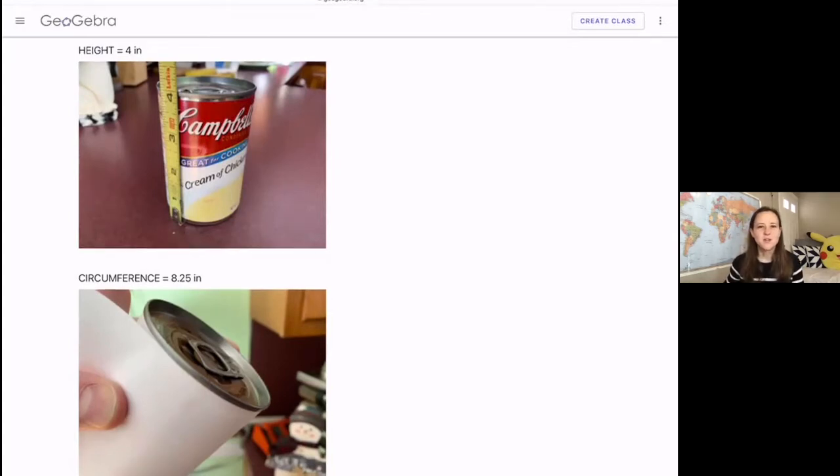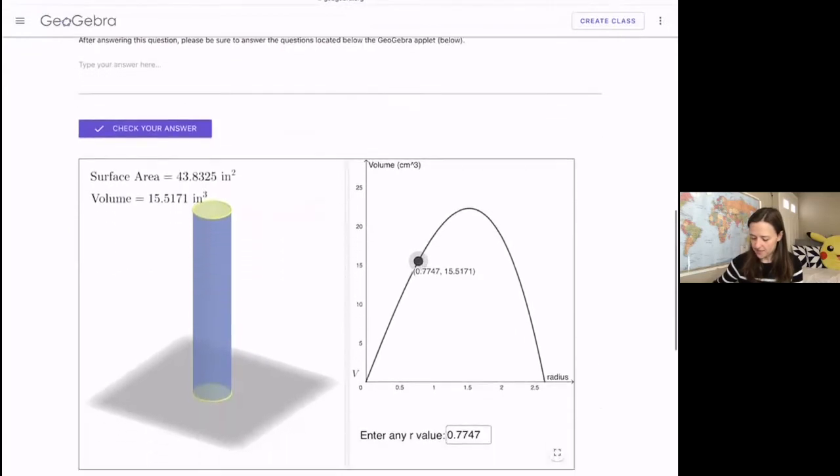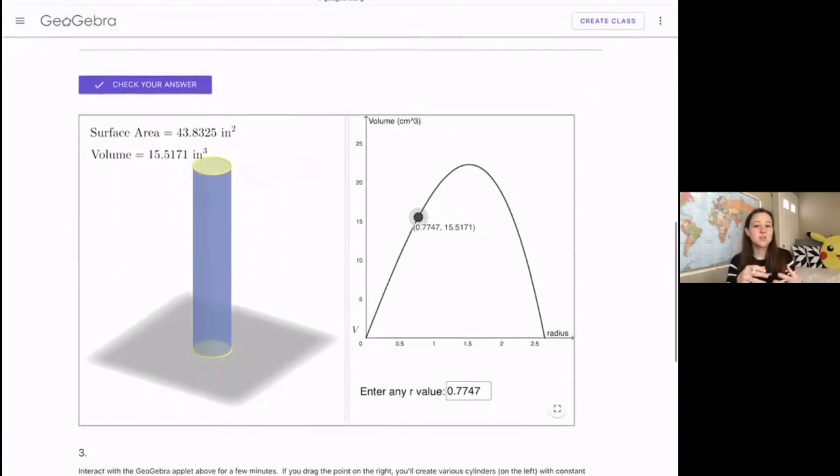All right, so if you scroll down on this page, you'll see this. He's going to let you play around with the radius of the can. So what he's done is he's locked in the surface area of the can, the amount of metal used to make the can, at 43.8325. We're going to round that off to 44 in our calculations just to make it a little easier. And then he has the applet calculate the volume based on the radius that you choose. So you can see below the graph, you've got the R value. So you can enter in a radius of the can, or you can pull that point. It's draggable along the graph.